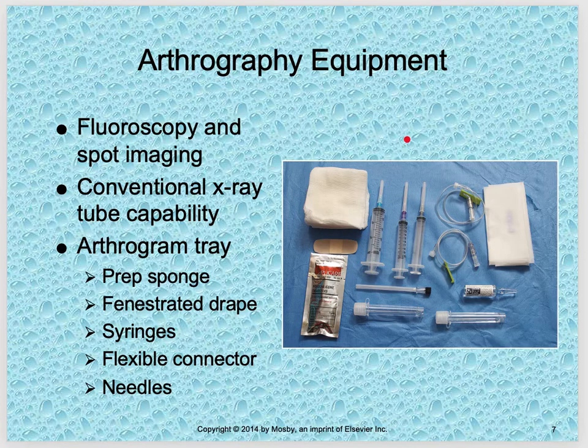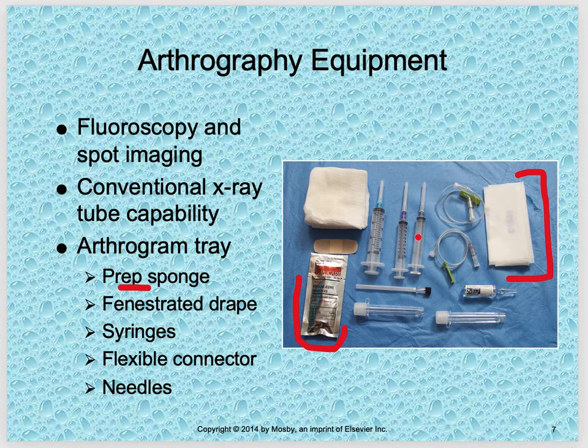So arthrography equipment, this usually is all in a tray. Most all of it's in a tray. You may add a needle or a syringe. Just know what you're going to be getting. So fluoroscopy and spotting image. So you're going to use fluoroscopy. Be familiar with the fluoroscopy. Conventional x-ray tube capability, that's if the clinic site requires after films or before films, so just know the protocol. And then your arthrogram tray usually has prep sponges, so your prep sponges right there, fenestrated drape. So this is your drape right here.